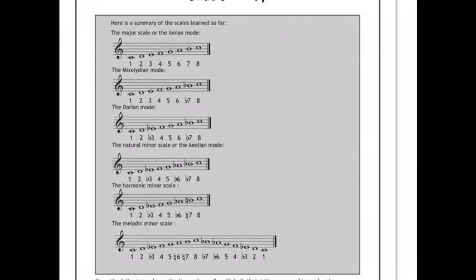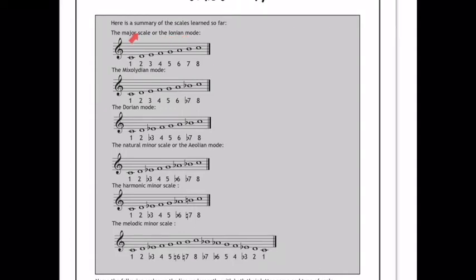Okay, a summary of the scales we learned so far: the major scale, which you've known forever, but knowing it as the Ionian mode, using scale degrees 1, 2, 3, 4, 5, 6, 7, 8. A Mixolydian mode, using 1, 2, 3, 4, 5, 6, lowered 7th, 8. The Dorian mode, using 1, 2, flat 3, 4, 5, 6, flat 7, 8. The natural minor scale, using 1, 2, flat 3, 4, 5, flat 6, flat 7, and 8.